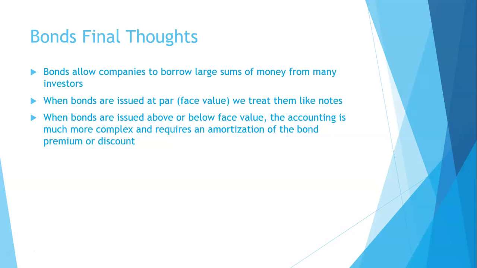So some final thoughts on bonds. Again, they allow companies to borrow large sums of money from many investors. Governments issue bonds. Corporations issue bonds. A lot of different entities issue bonds. Okay. When they are issued at face value, we treat them just like notes, except we use the word bonds instead of notes. But when they're issued above or below face value, the accounting is much more complex, and this requires the amortization of the bond premium or discount.